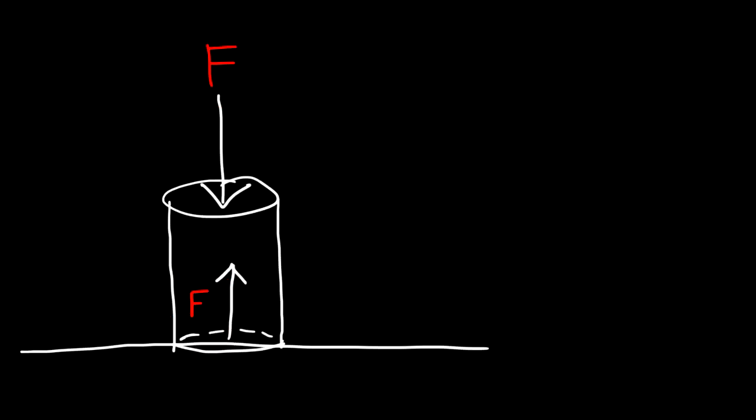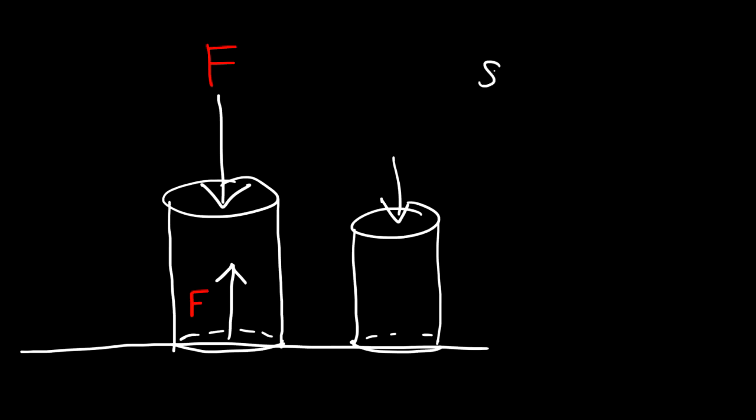And those two forces cause compression. It causes the object to decrease in length. So this object is under compressive stress. So the compressive stress, it's still force divided by area. In this case, we have a circular column, so the area is going to be pi r squared.